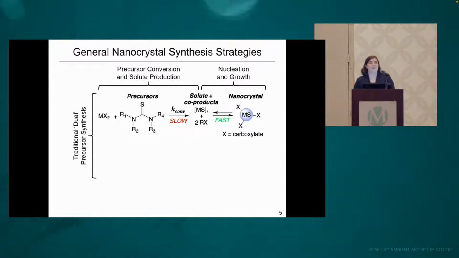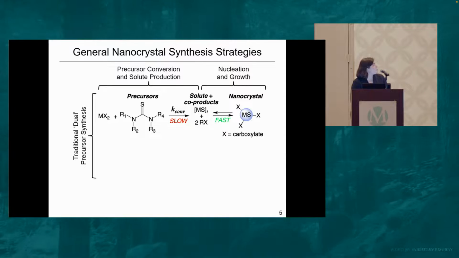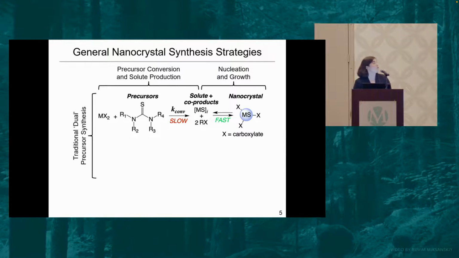The first one is what we refer to as a dual or traditional precursor synthesis. You have a metal carboxylate. For us, that's going to be zinc oleate. And then you have a chalcogen source. For our lab, that's a substituted thiourea. We can tune the different R groups on there depending on what kind of functionality or properties we want that thiourea to have.